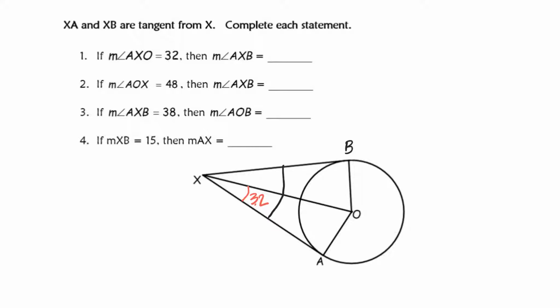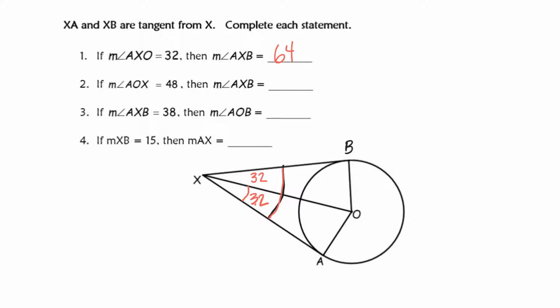So if you remember, the kite here is bisected, that angle is bisected by the diagonal OX, so that means this angle here has to be 32 as well. And so I want to know the entire angle, that has to be 64.